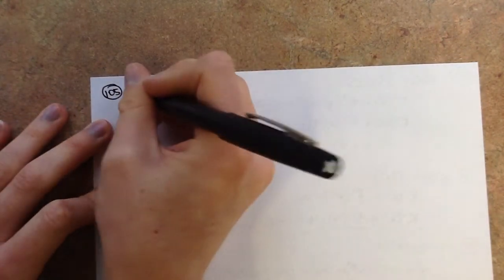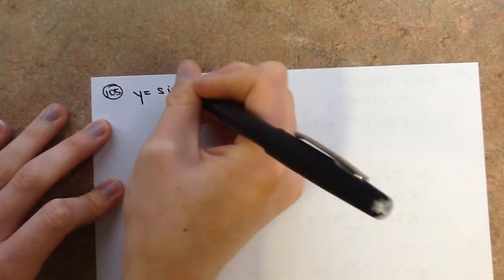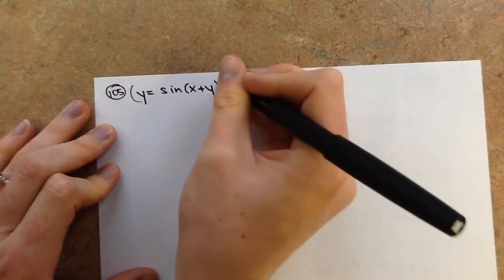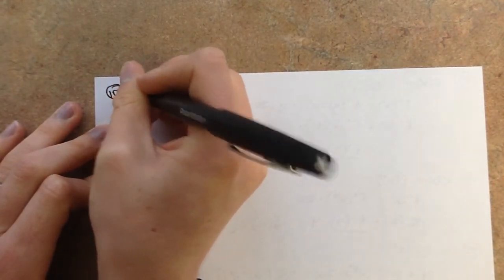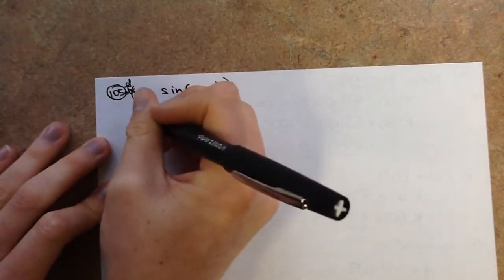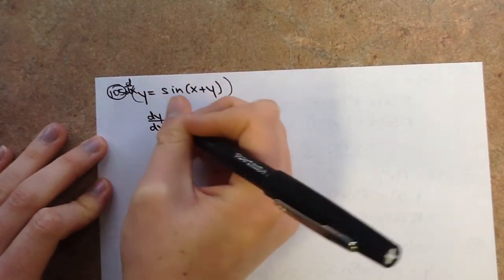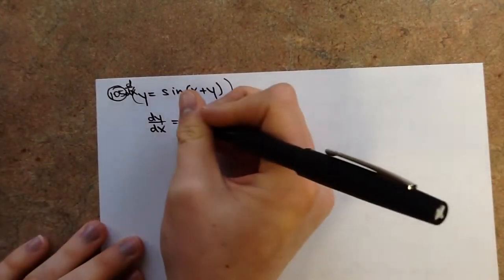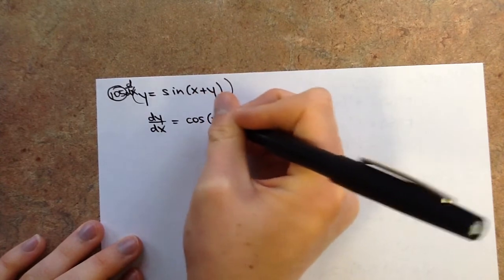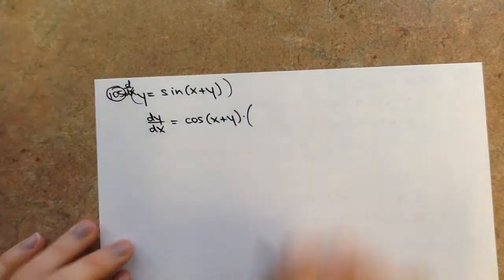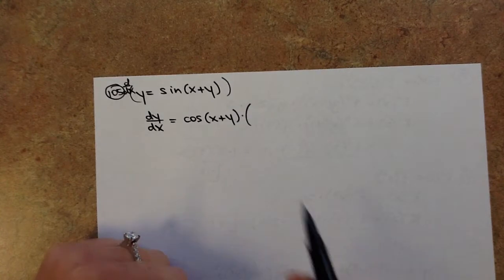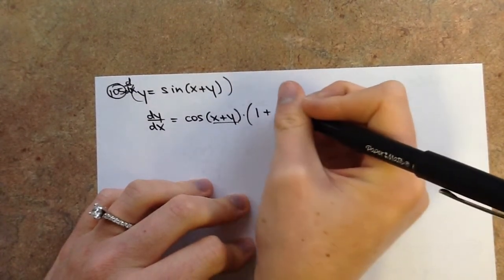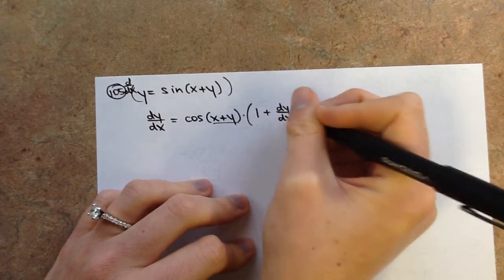Okay, 105, y equals sine of the quantity x plus y. So I'm taking the derivative of both sides with respect to x. Don't forget about the left-hand side. The derivative of y with respect to x, I literally write dy by dx equals, and then when I'm working on the right side, the derivative of sine is cosine. I leave my nested function in place, and then I multiply by the derivative of my nested function. So the derivative of this inside quantity right here, derivative of x is 1, and then plus the derivative of y with respect to x.